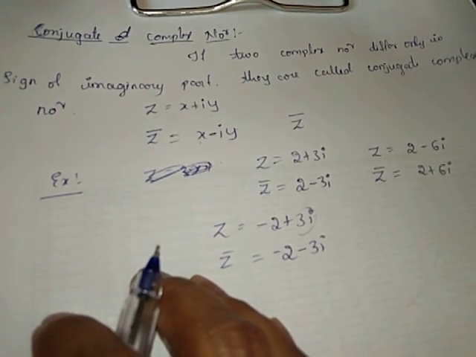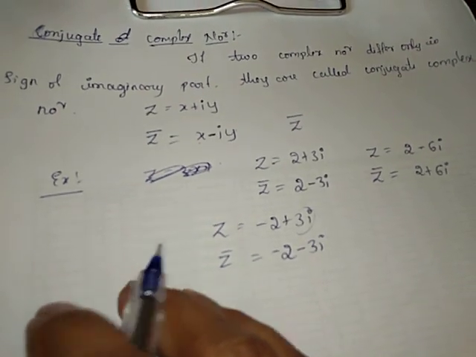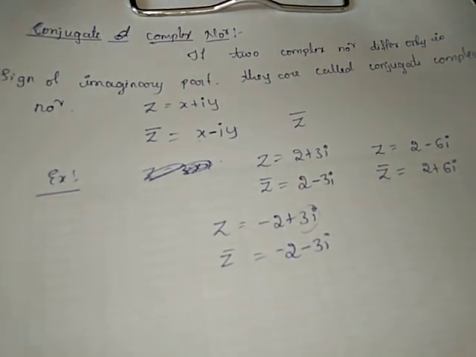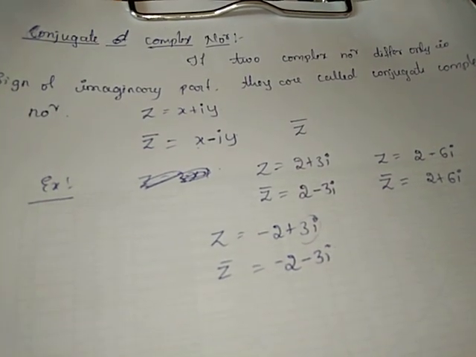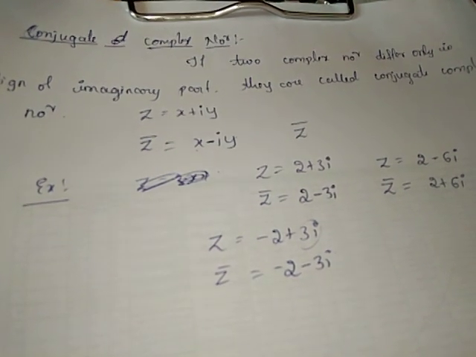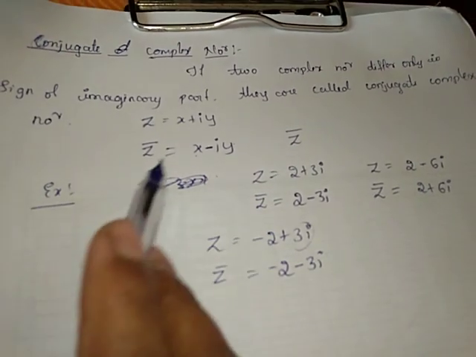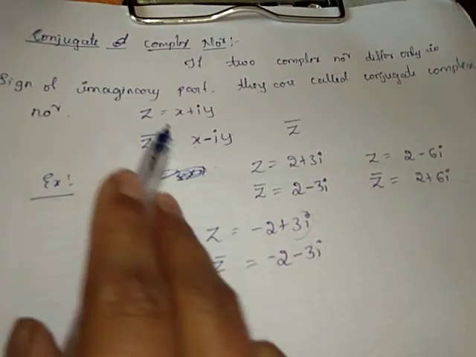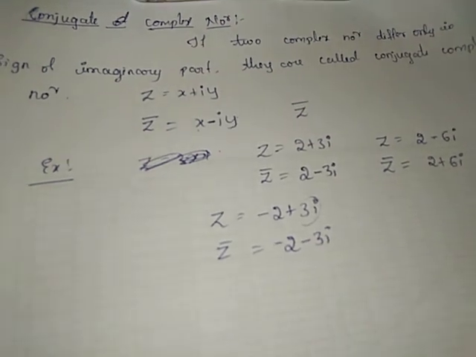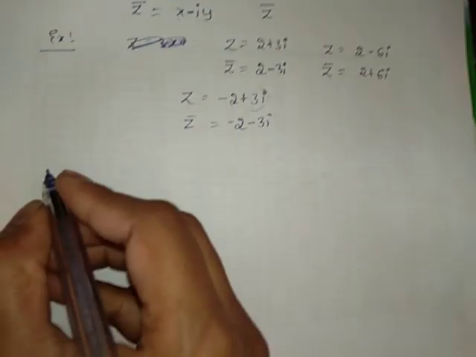Thus if z equal to x plus iy is a complex number, then the conjugate of x plus iy is x minus iy. The conjugate is denoted by this symbol. This is the symbol of the conjugate complex number here. Now I am moving to the geometrical representation.